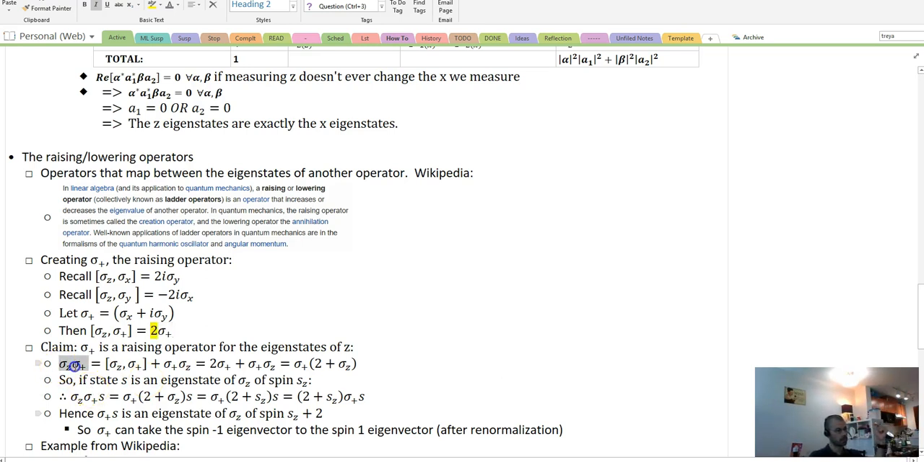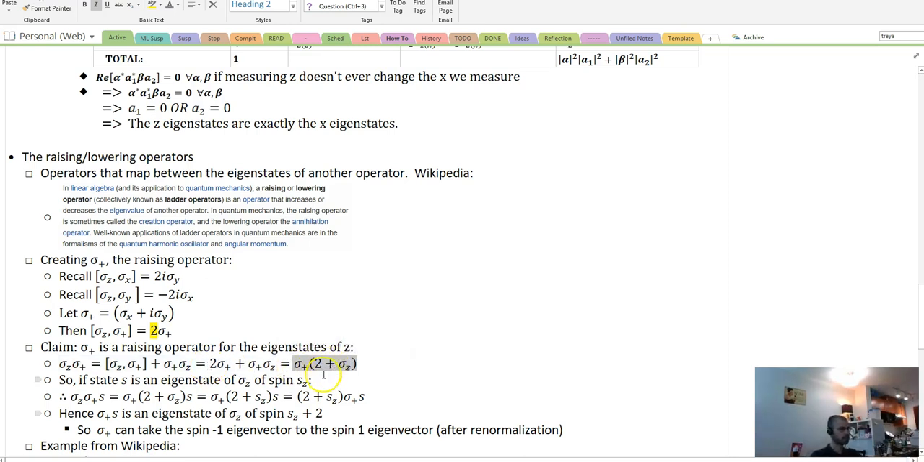So if we look at what happens here, if we apply sigma z, so here we're applying the raising operator first, and then we're applying sigma z to what we get. So this would be the same as the commutator, which is this minus the other way around, plus the other way around, which is what we have here. So that's equal to this. This commutator we know is just 2 of those. Okay. And then we could factor it out to that.